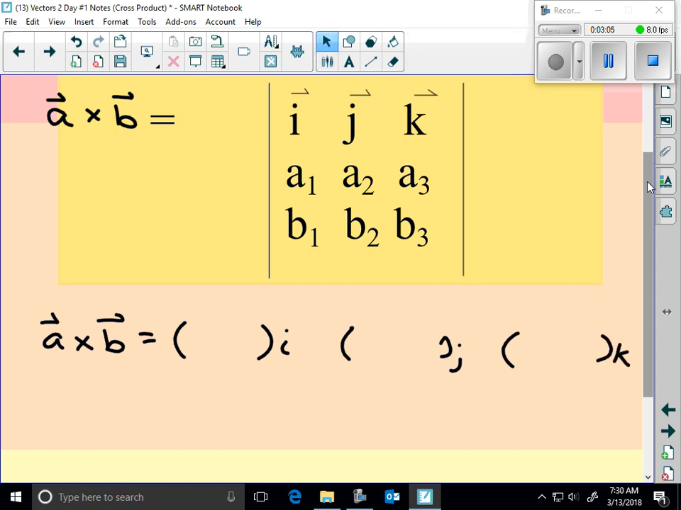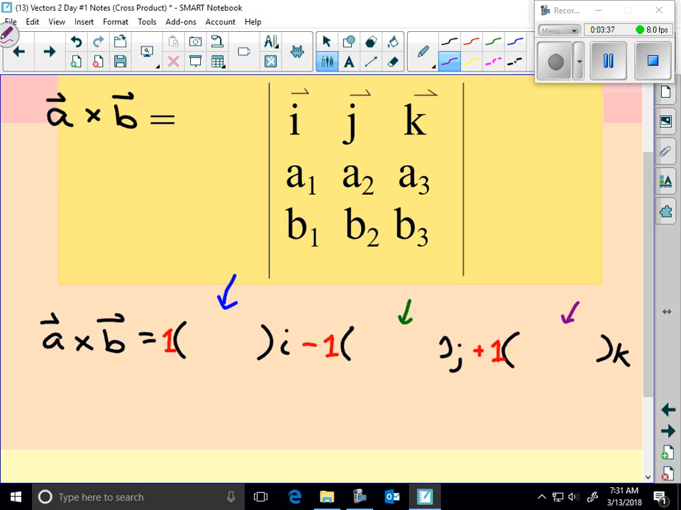Now, what we just did on the last page was when I did the cross product of J and K, I got +1. When I did the cross product of I and K, I got -1. And when I did the cross product of I and J, I got +1. So that's where those coefficients come into play. All right, now how do I get the coefficients of each of those components? I'm about to show you. Let me get rid of this. That's kind of confusing me.